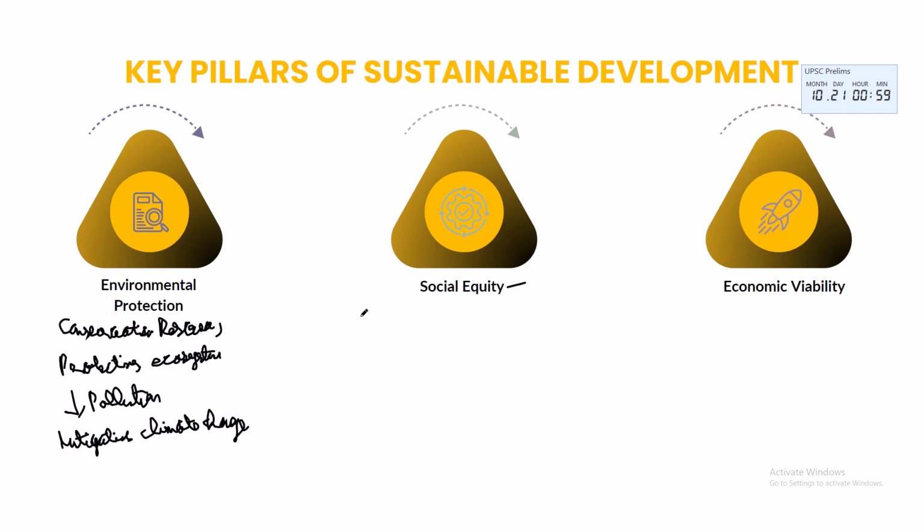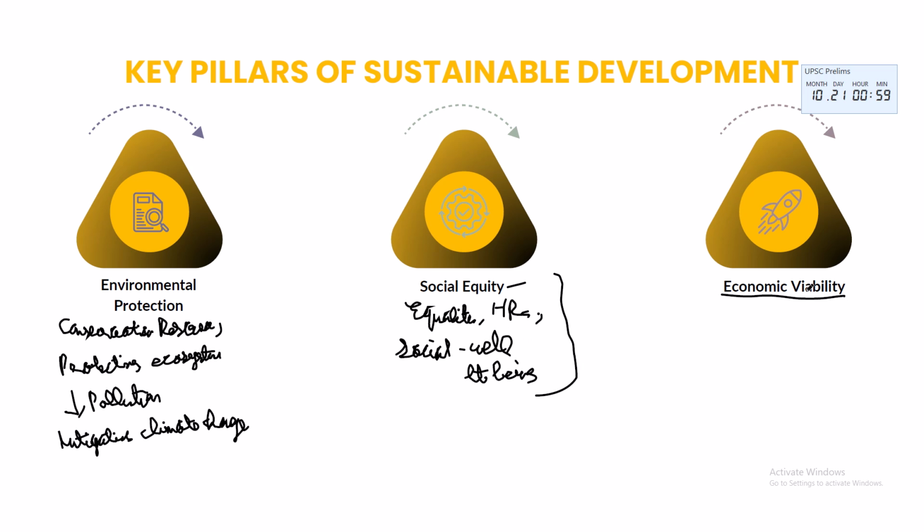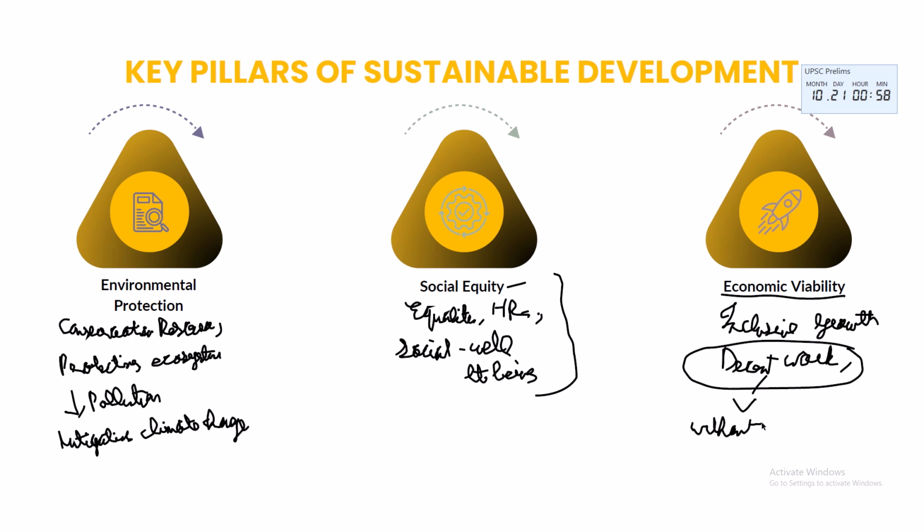Social equity. It has the concept of equality, human rights, social well-being, these all come under social equity. What about economic viability? Like bringing inclusive growth, providing decent work. Here in this decent work, you should provide decent work without depletion of resources. So these are the key pillars of sustainability.